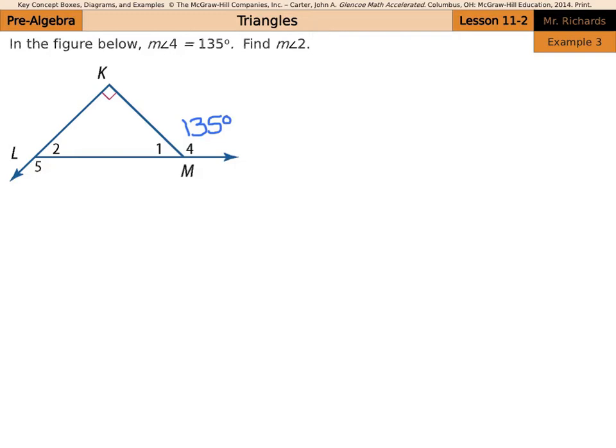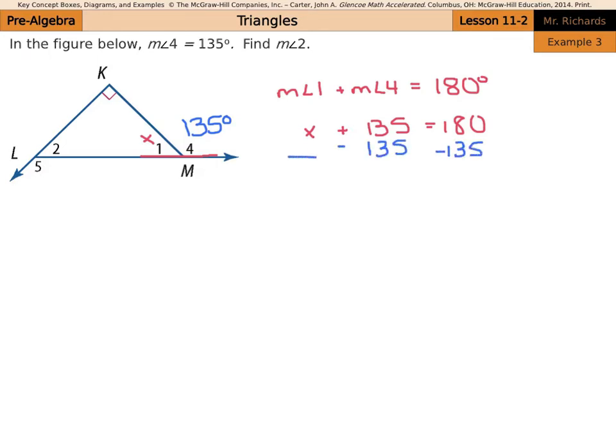So what we're going to need to use are supplementary angles first, because we can look here and we know that the measure of angle 1 plus the measure of angle 4 is going to be 180 degrees. And so if I just call my angle 1 x, I can say x plus the 135 for the measure of angle 4 is going to be 180. And if I subtract 135 from both sides to solve this equation, my result is going to be x is equal to 45 degrees.